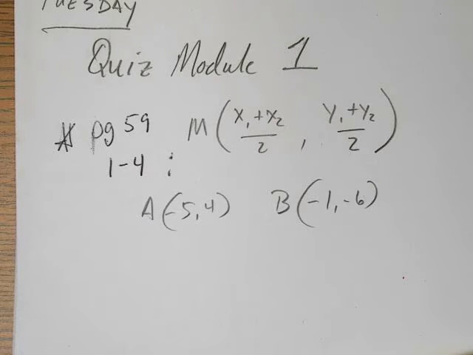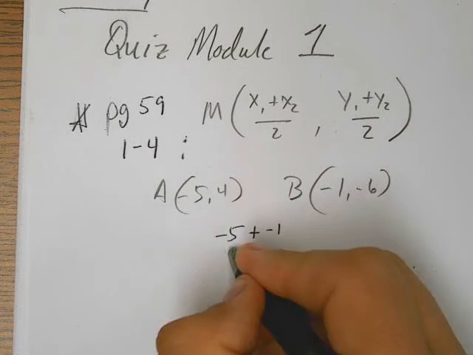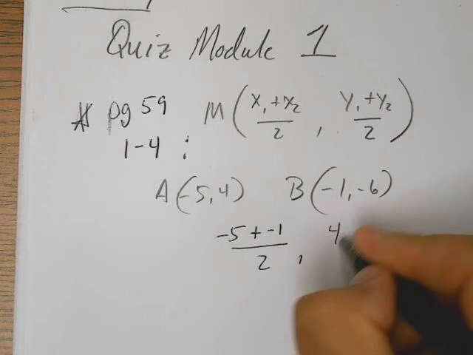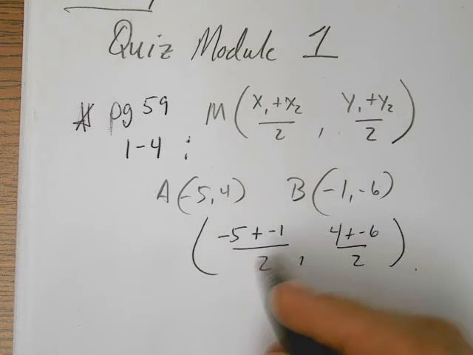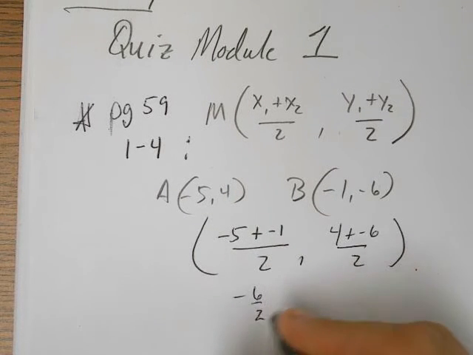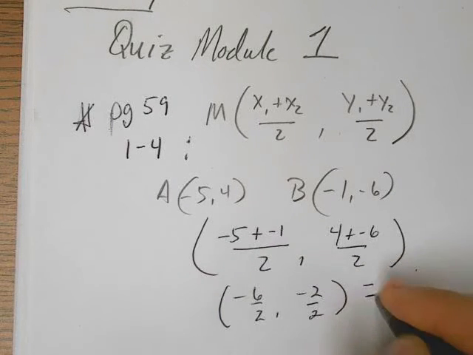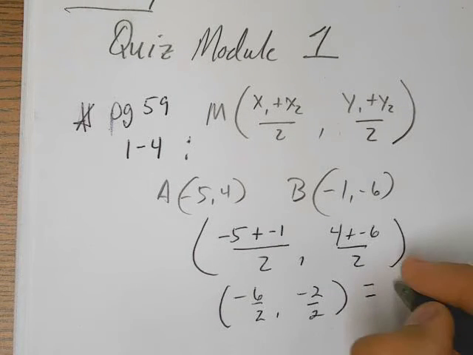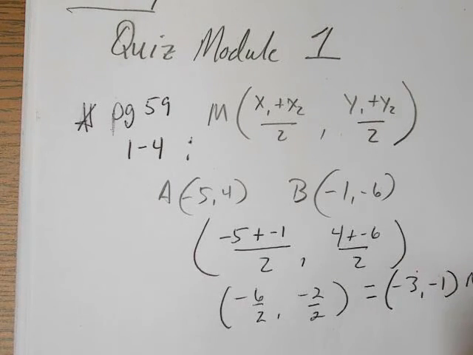Tomorrow I'm not giving it to you on the quiz. You've got to know it. Midpoint formula right there. Then let's plug it in. -5 plus -1 over 2, 4 plus -6 over 2. That's -6 over 2, -2 over 2. You should be able to do all this simple math in your head. -3, -1. Show of hands, who got the correct answer? -3, -1. Very good. All right.